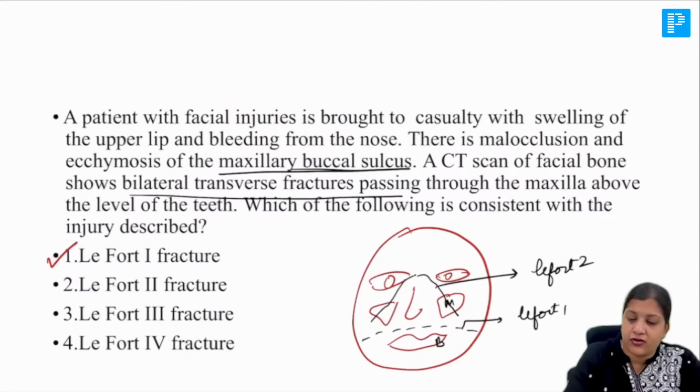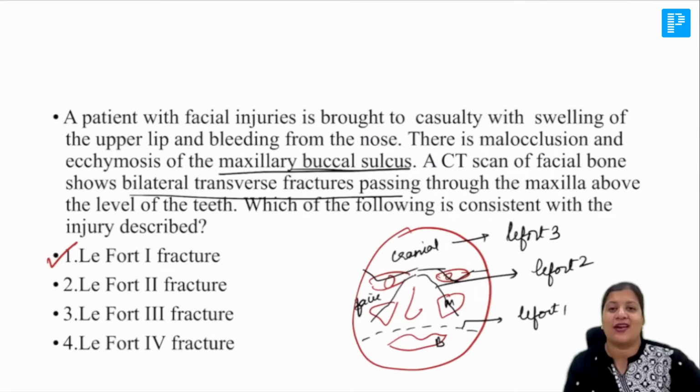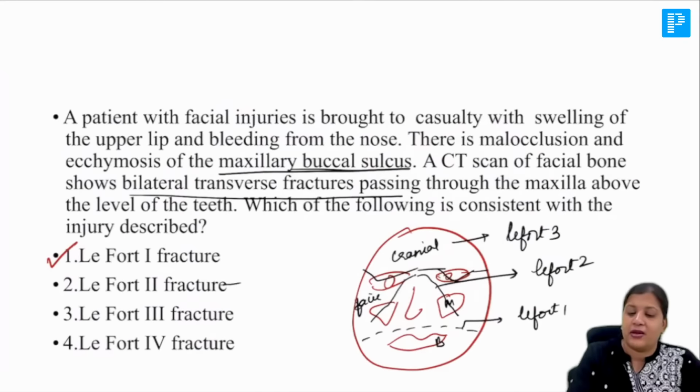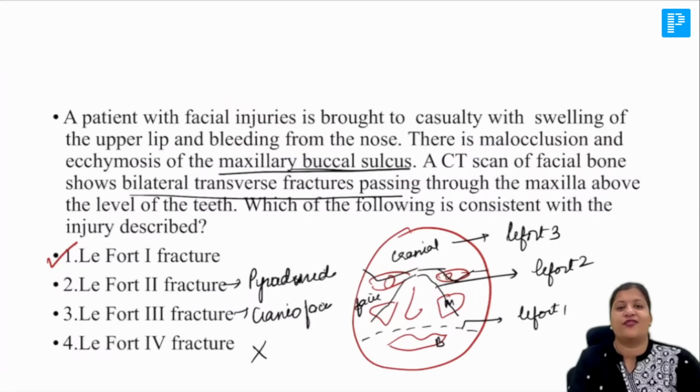And what is Le Fort three fracture? Craniofacial disjunction, where the cranial cavity is separated from the facial skeleton. That we call Le Fort 3. So the question is asking you transverse, not pyramidal. Pyramidal would be type 2. Type 3 is craniofacial disjunction. There is no Le Fort 4 fracture.